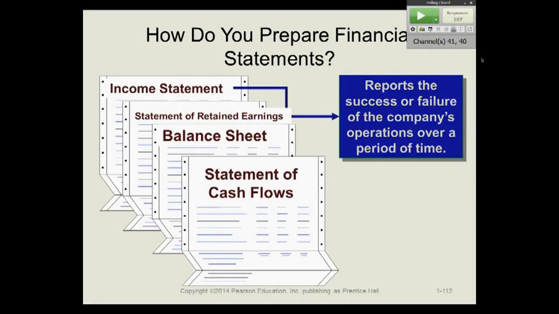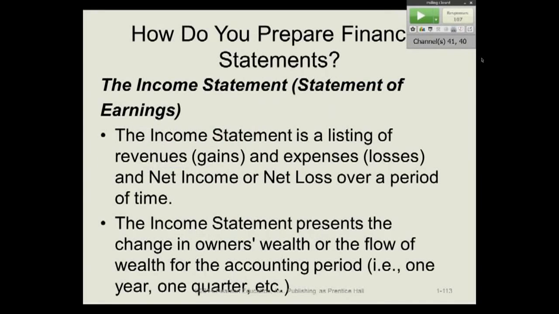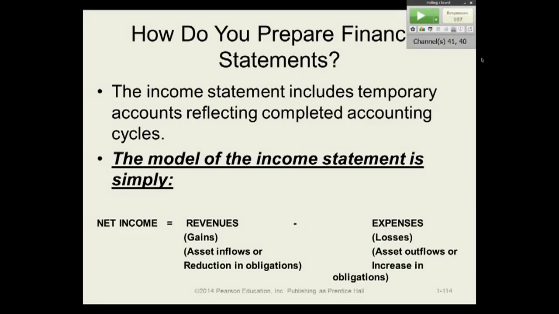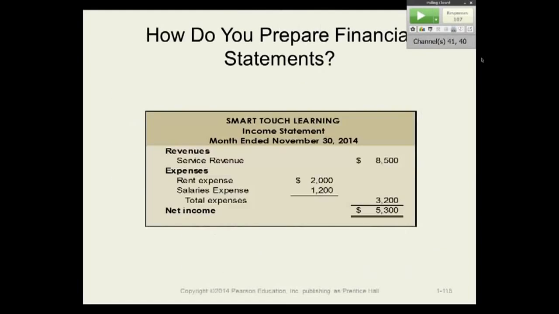So we know that the income statement will just list the revenues and expenses, the net income or net loss over the period of time. And again, it's the change in your wealth for 1 month, 1 quarter. You measure income for each period, if it's 1 month or 1 quarter. Now, the model of the income statement, again, revenues or gains, asset inflows or reductions of liabilities, minus expenses or losses. And here it is. This is the income statement for Smart Touch Learning.